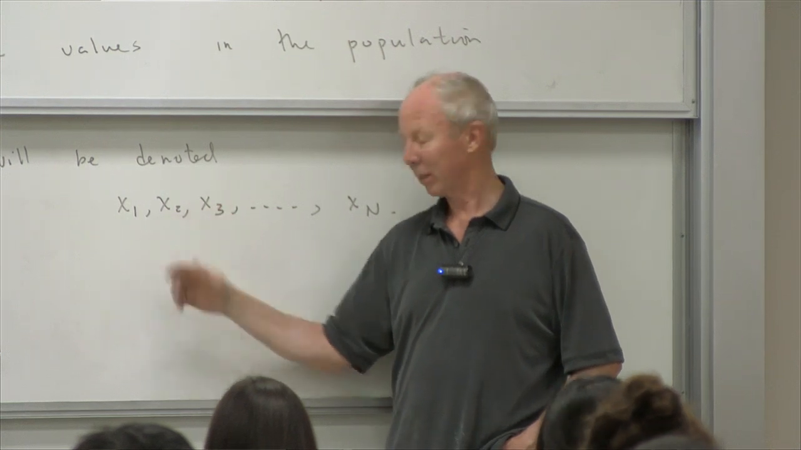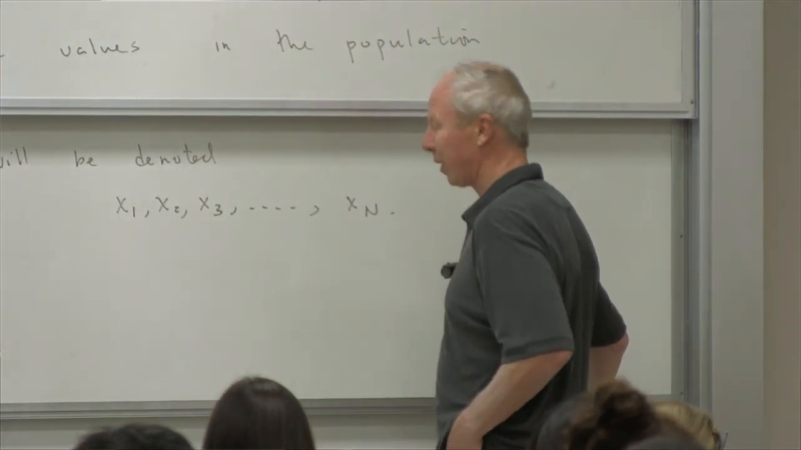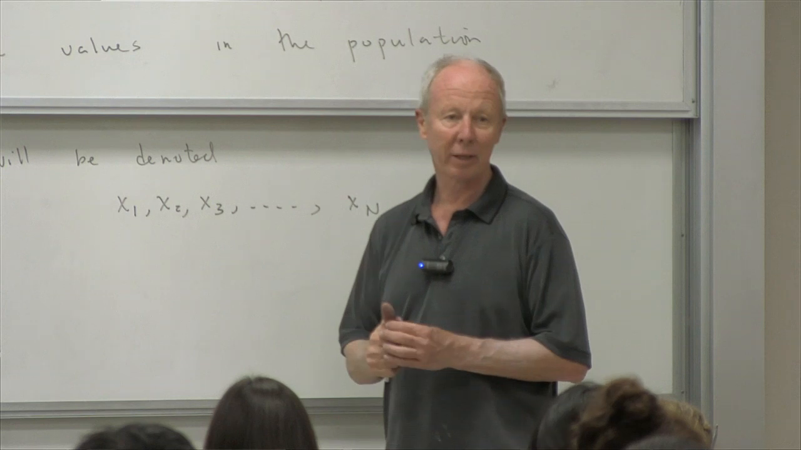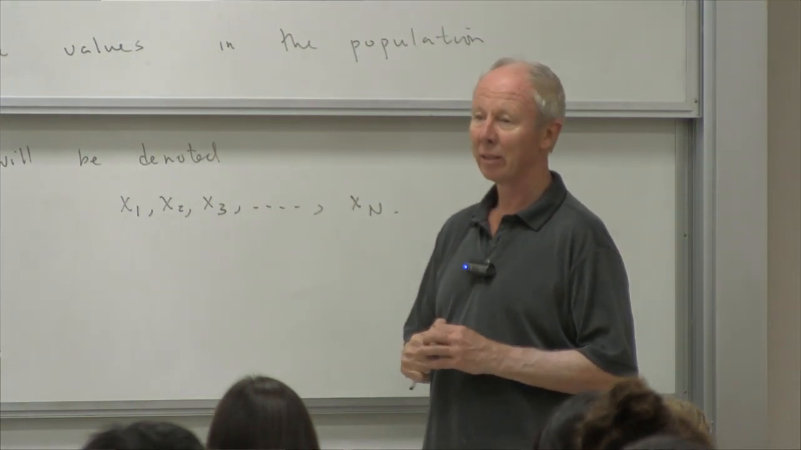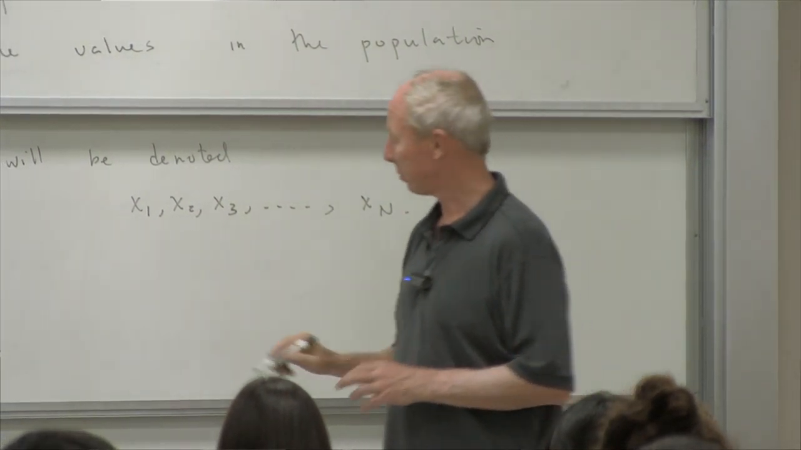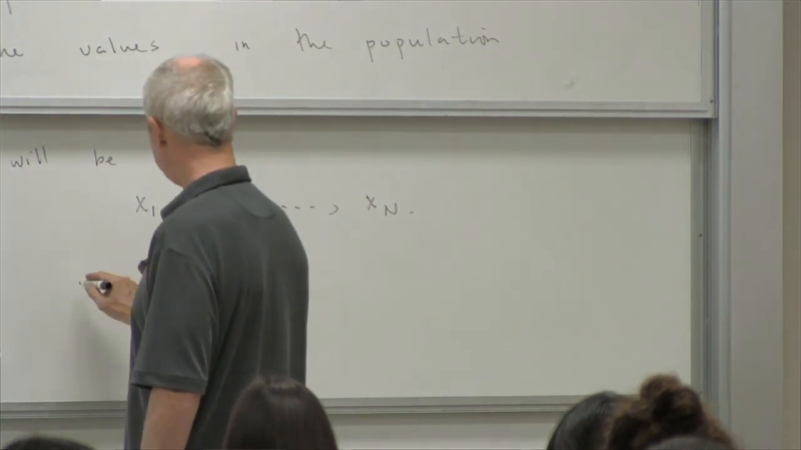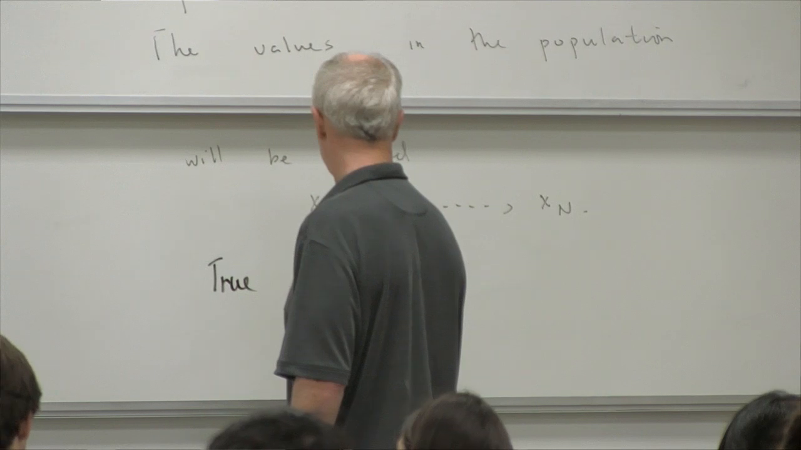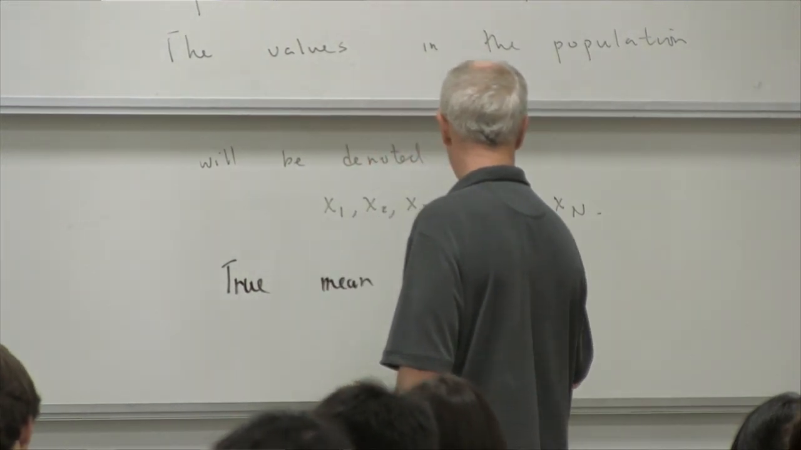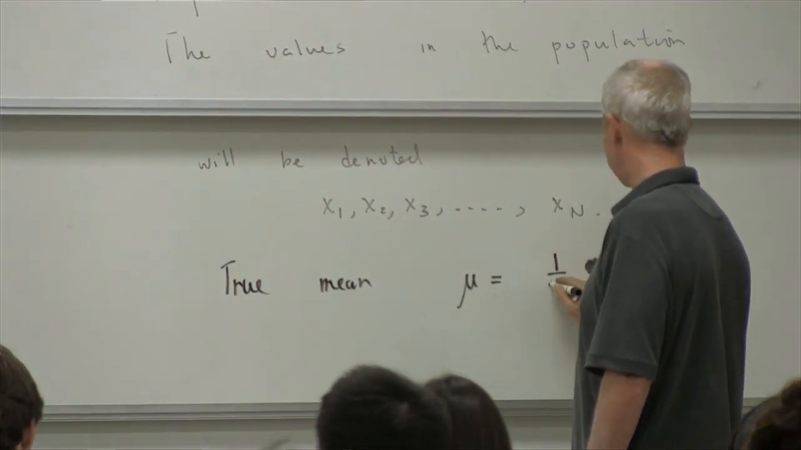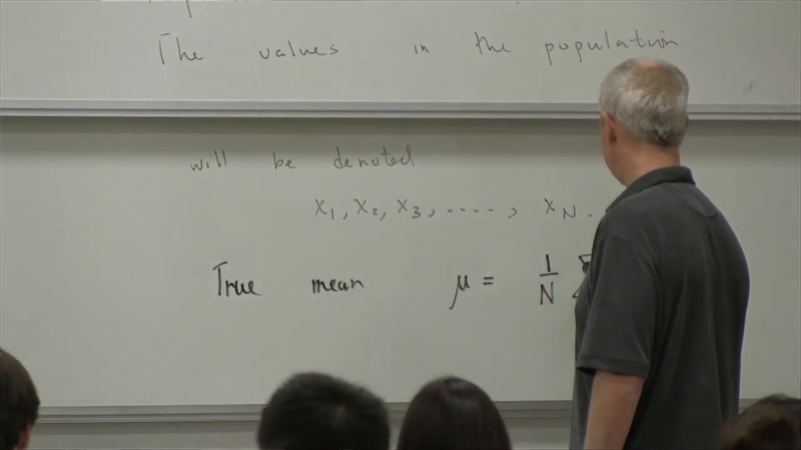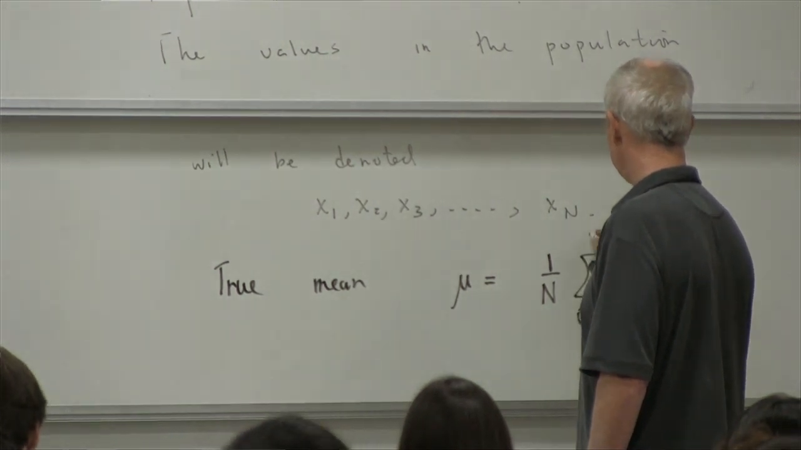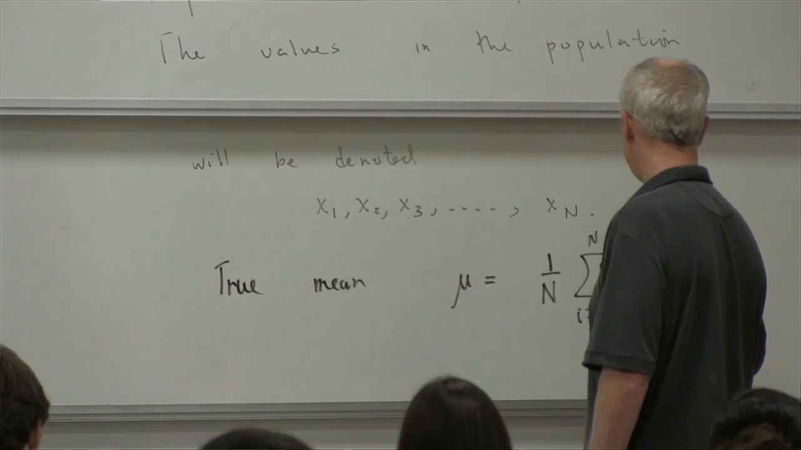You might want to, instead of just adding them all up, add them all up and divide by the size of the population. So the true mean, denoted mu, is 1 over capital N times the sum, i equals 1 to capital N, of x_i.